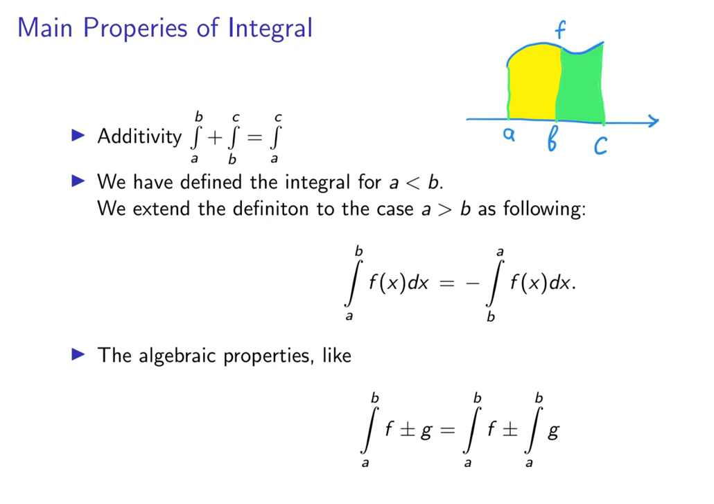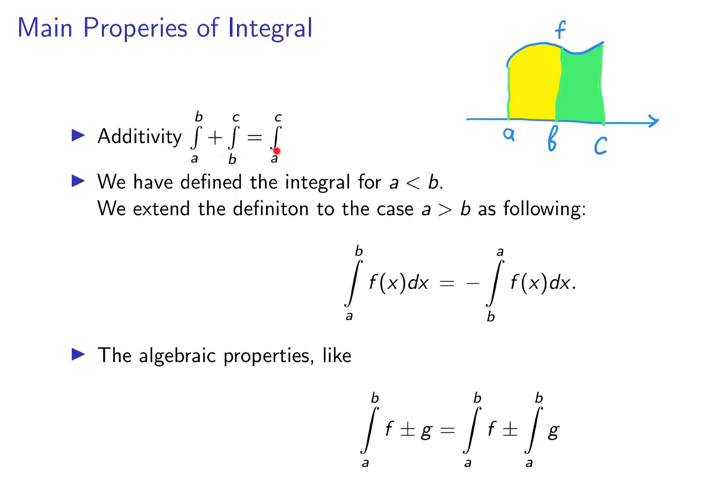Here are the main algebraic properties of the definite integral. So first of all, if you take a definite integral from a to b and add a definite integral from b to c, it's the same as a definite integral from a to c. If the function is above the x-axis, this is actually obvious because it says that the total area of two non-overlapping regions is just the sum of its parts.